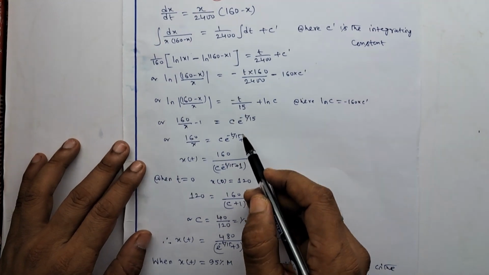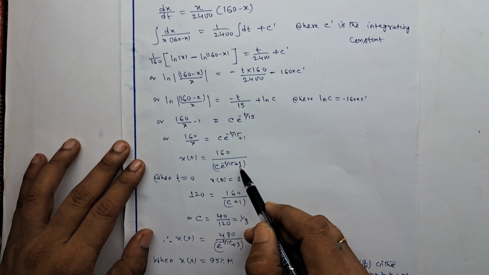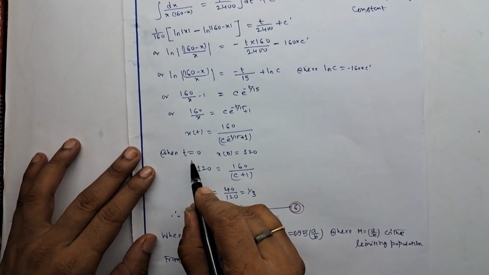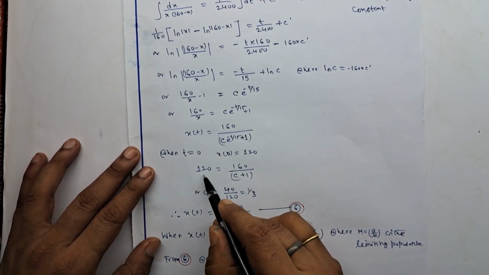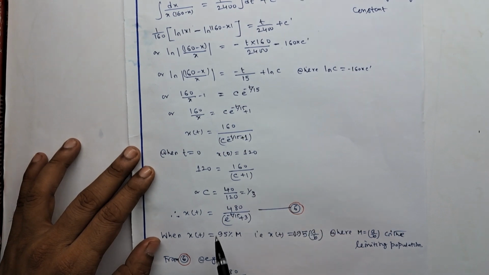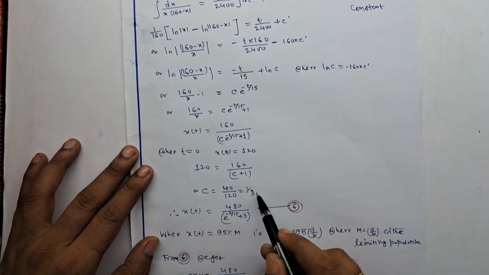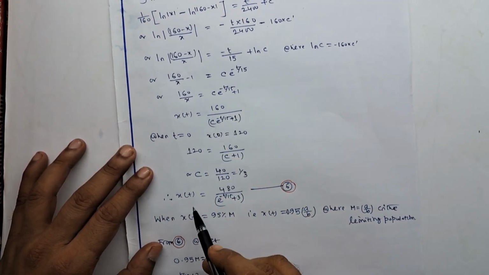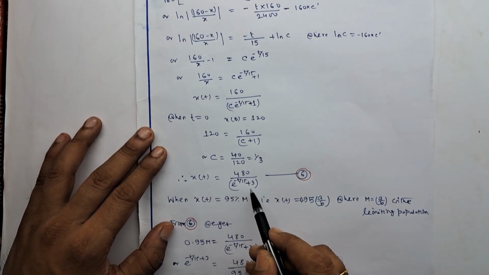So after calculation, we get x(t) equals 160 by (c e to the power minus t by 15 plus 1). Sorry, plus 1, yes. When t equals 0, we have x0 equals 120. So 120 equals 160 by (c plus 1). From this we get the value of the constant c equals 1 by 3. After putting this value in the equation, we get x(t) equals 480 by (e to the power minus t by 15 plus 3).